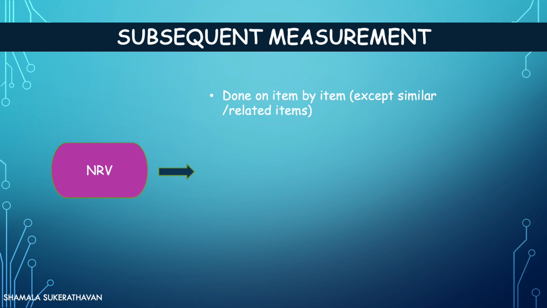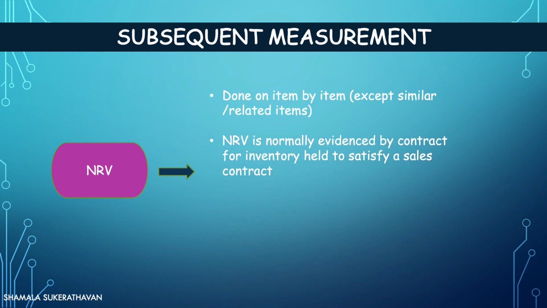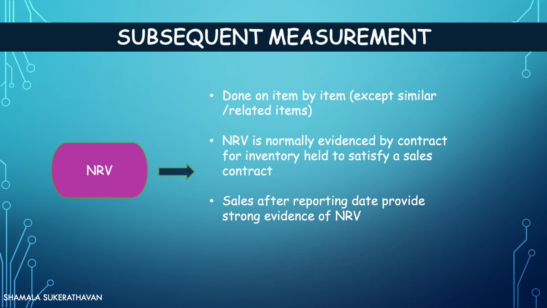However, in some circumstances, it may be appropriate to group similar or related items, assuming they are sold in the same market. 2. In the case of inventories held to satisfy a sales contract, NRV is normally evidenced by the contract. In other cases, sales after the reporting date provide strong evidence of NRV at the reporting date.